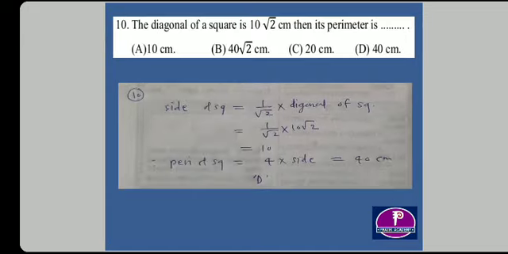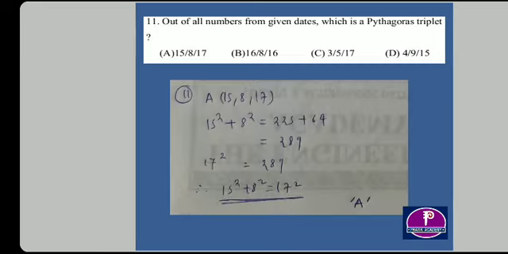Okay. In 10, diagonal of square is 10 root 2 centimeter and find its perimeter. So as discussed earlier, side of square is equal to 1 upon root 2 times diagonal of square. Put here values, we get side is equal to 10, therefore perimeter is equal to 4 times side. It is coming 40 centimeter.